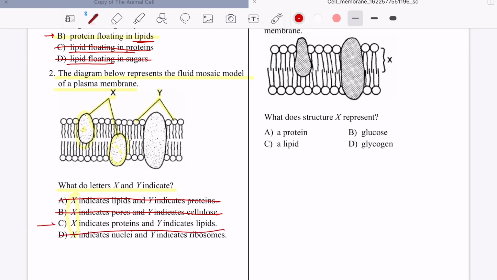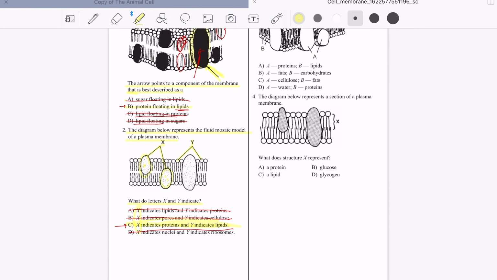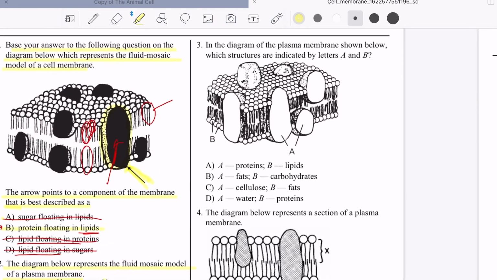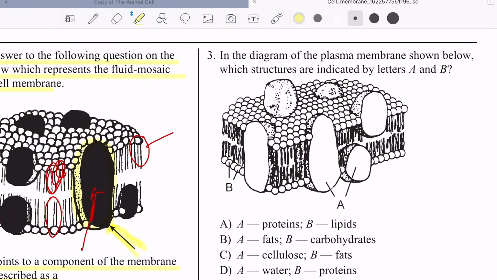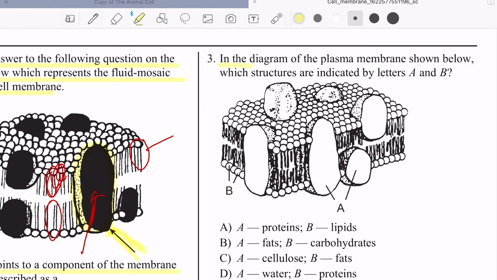Well, that was easy. But let's check and see if C is even correct. X indicates proteins, that's right, and Y indicates lipids. That's beautiful, that's correct. It's C, guys. That was easy for us because we know now. All right, let's take a look at number 3. In the diagram of the plasma membrane shown below, which structures are indicated by letters A and B? Again, I suggest at this point you pause the video, do the question yourself, and then play it to check and see if you're correct.